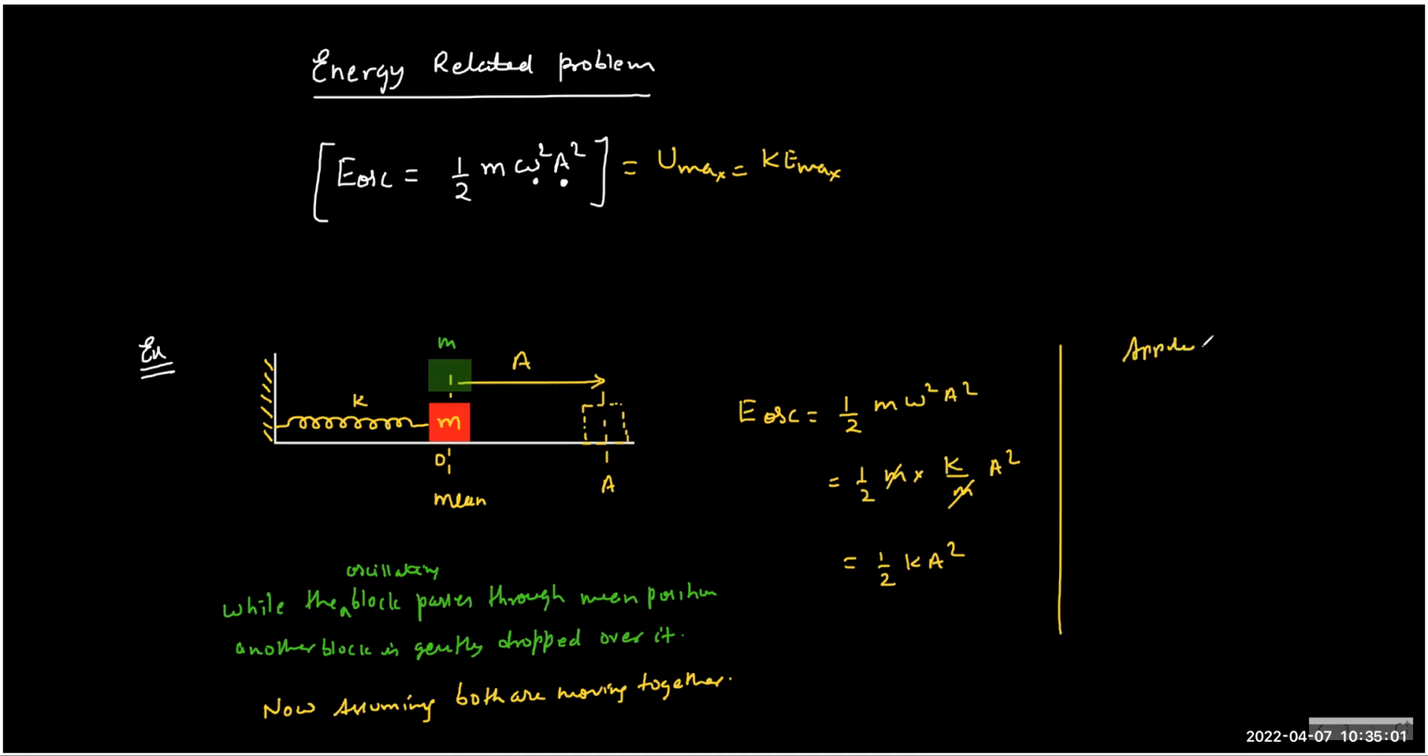Applying conservation of linear momentum at mean position, we can say m into A omega, the old one, equals 2m into v. And can we write this as v max? Because when you are at a mean position, the velocity is always maximum. But this v max will be with respect to the new condition, not the old condition. So the better way of writing is 2m into A dash omega dash.